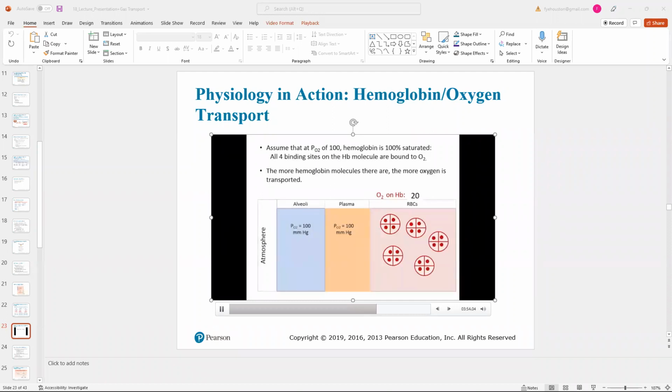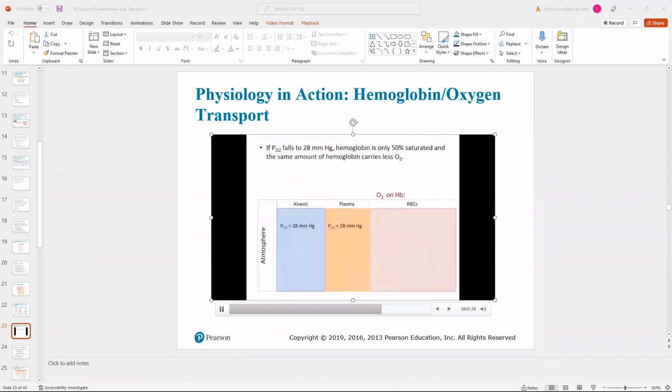Now let's see what happens if we decrease the PO2 and therefore decrease the percent saturation of hemoglobin. We will choose a PO2 of 28 millimeters of mercury, as this is the PO2 at which hemoglobin is only 50% saturated. We see this with our hemoglobin molecule carrying only 2 out of a possible 4 oxygens. If we use our same 5 hemoglobin molecules, we are now carrying half as much oxygen, or 10 oxygens on 5 hemoglobins.